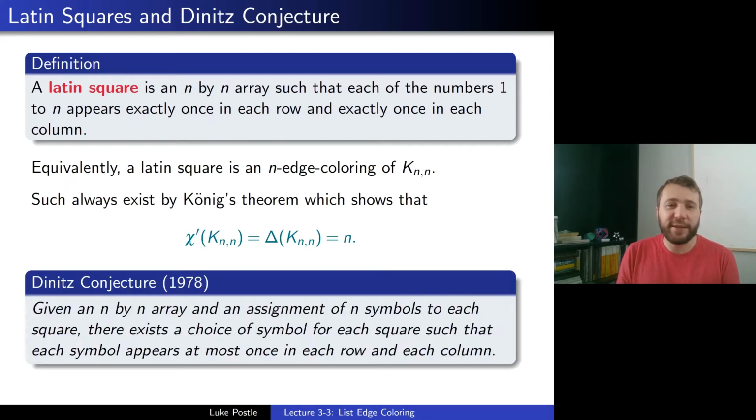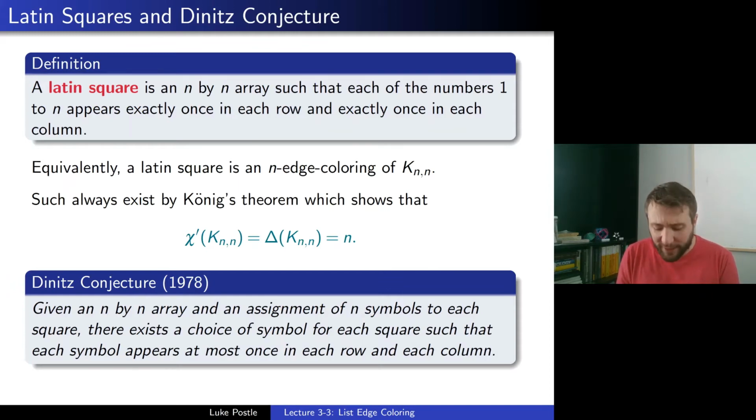And maybe then interestingly was this conjecture of Dinitz in 1978. It goes like this. Given an n by n array and an assignment of n symbols to each square. So instead of the numbers 1 to n, let's say that each square has its own private symbols that it wants to be colored. Those can overlap, but each one chooses a set of n symbols from which it wants to be assigned a symbol. Then the conjecture is that there exists a choice of symbol for each square, such that each symbol appears at most once in each row and in each column. So this would be Latin squares if all the sets of symbols were 1 to n, but maybe they're allowed different ones.